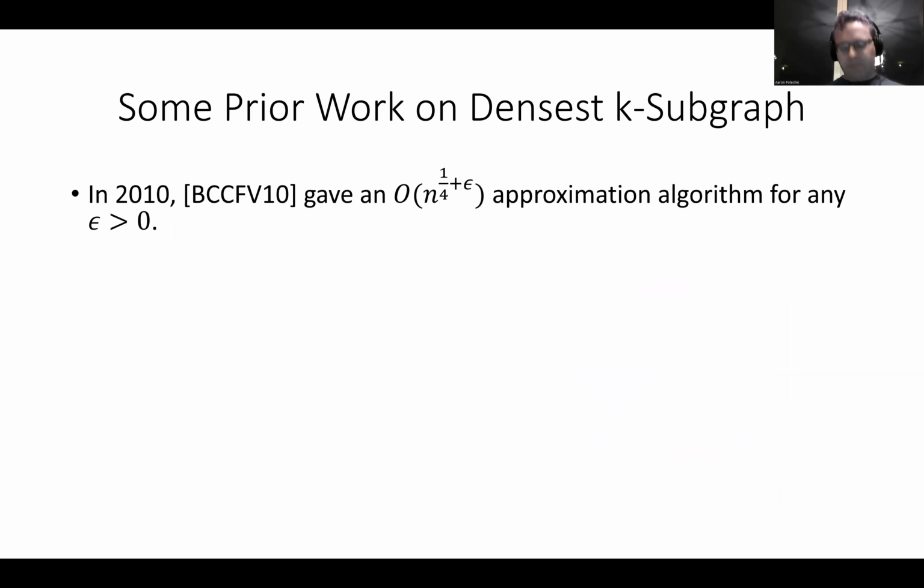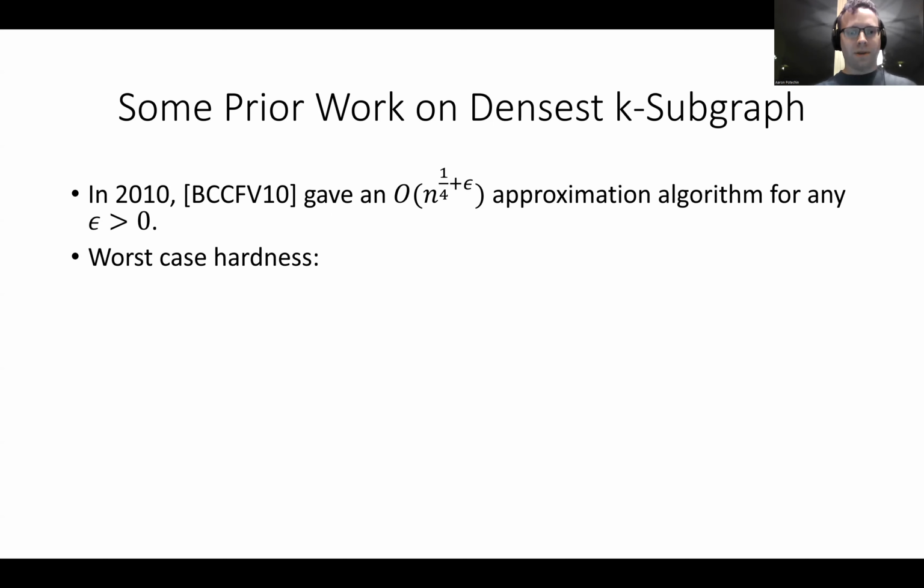So the densest k-subgraph is a central problem, and there's been a ton of work on it. So I'll only describe some of this prior work. In 2010, Bhaskara, Charikar, Chlamtac, Feige, and Vijayaraghavan gave an O of n to the 1/4 plus epsilon approximation algorithm for any epsilon bigger than 0.